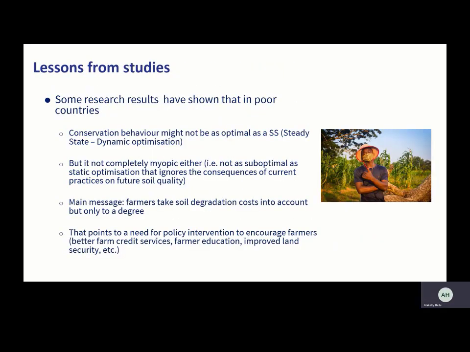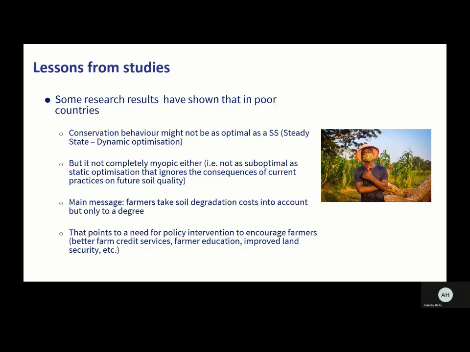So what have we learned from the research so far? Well, briefly, what economists have found is that conservation behavior of farmers in places like Africa, for example Malawi, might not be optimal as a steady state strategy. So they are not going for the full optimization where their actions take into account all the consequences of what they do and the benefits of current actions in the future. But at the same time, they are not myopic either. They don't completely ignore the consequences of what they do now on future fertility.